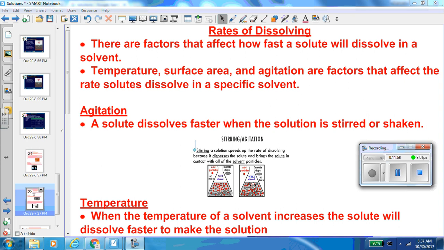What is happening is that you're exposing more surface area of the solute to the solvent, therefore speeding up that process of it being able to dissolve. So this is a way that you can speed up the process of making a solution if you stir it or shake it, which is what we refer to as agitation.